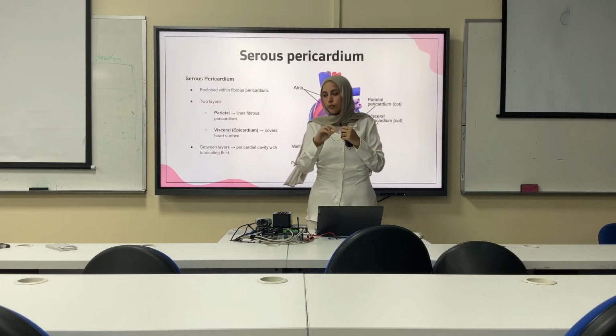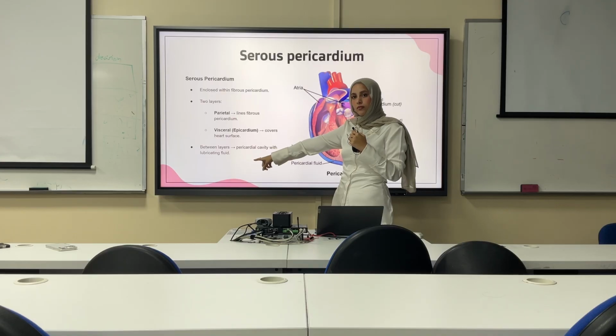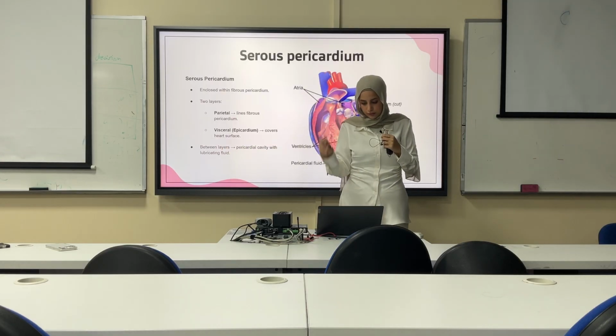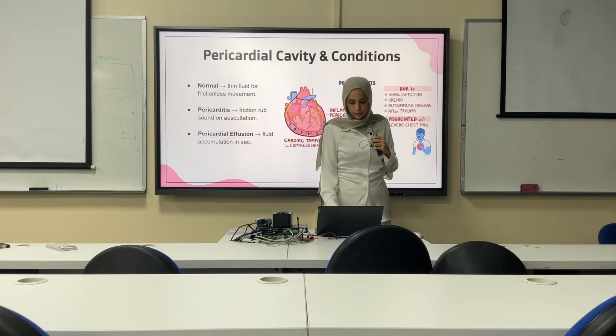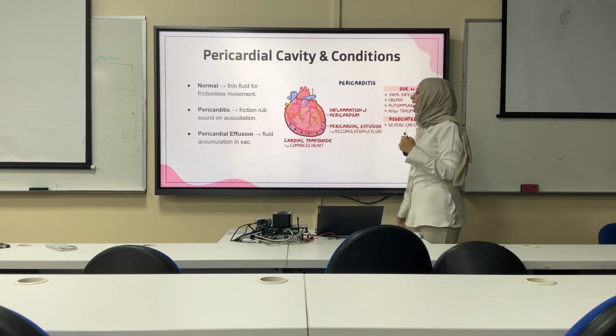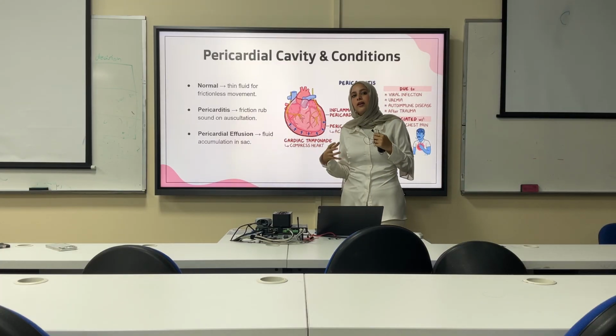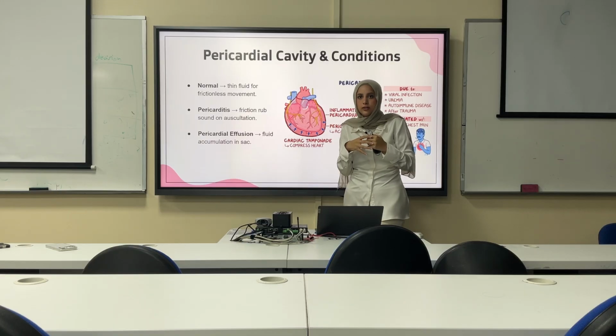Between these two layers, what do we have running? Pericardial cavity. Exactly, which has lubricating fluid, right? Or the pericardial fluid. Now, this pericardial fluid is normally thin, right? Because we can't have too much pressure coming on the heart because of the fluid.